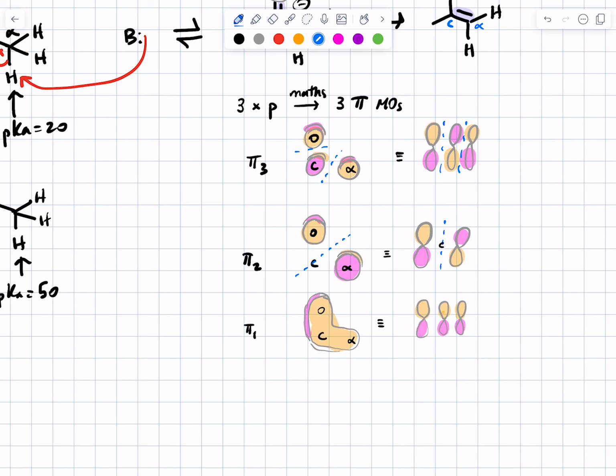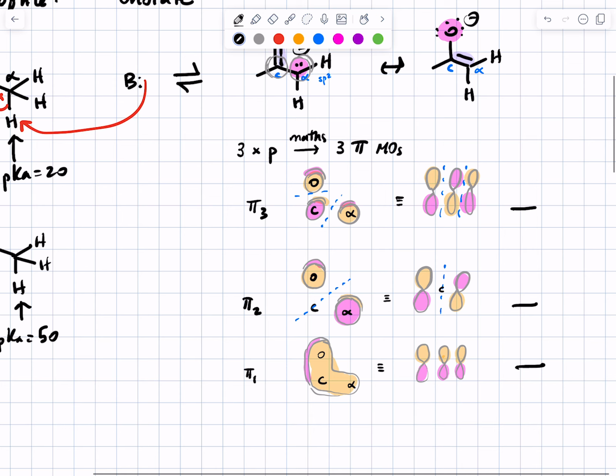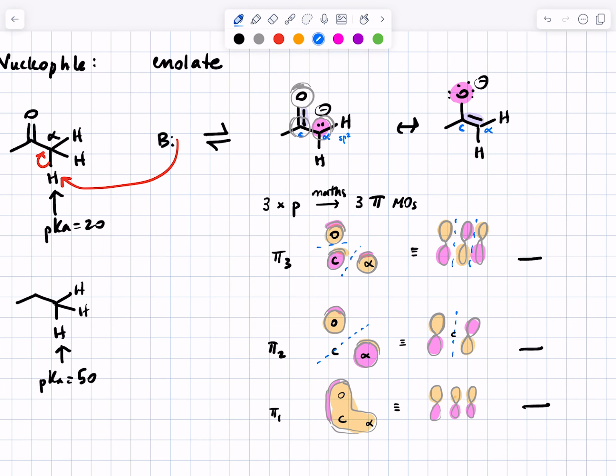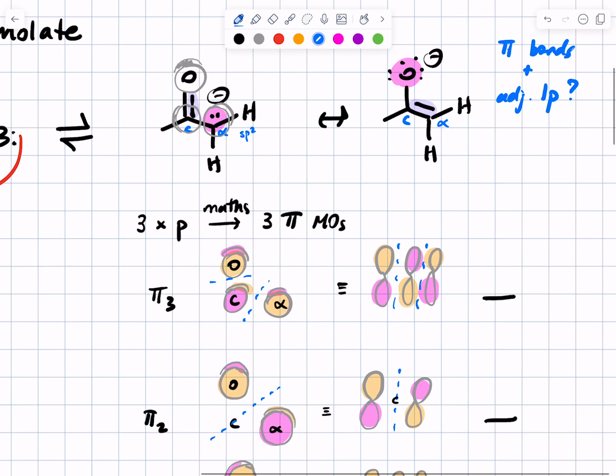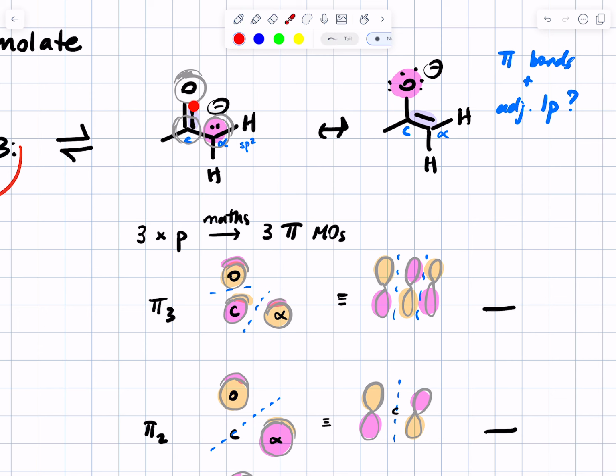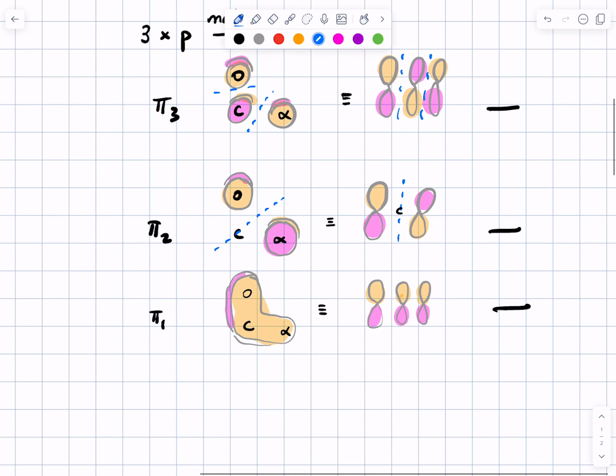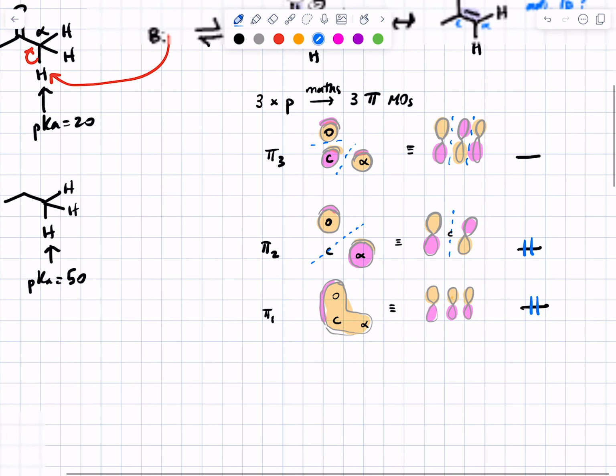Now, with that orbital picture in place, and we've ranked the orbitals in energy, we can decide which ones are filled and which ones are empty. The question we want to answer is how many electrons are involved in pi bonds plus adjacent lone pairs. And the answer is 4. 4 in the lone pair here, and 2 in the lone pair here, and 2 in this carbon-oxygen pi bond, or alternatively, 2 in the lone pair here and 2 in this carbon-carbon pi bond. So we fill the lowest energy orbital and then the next one up.